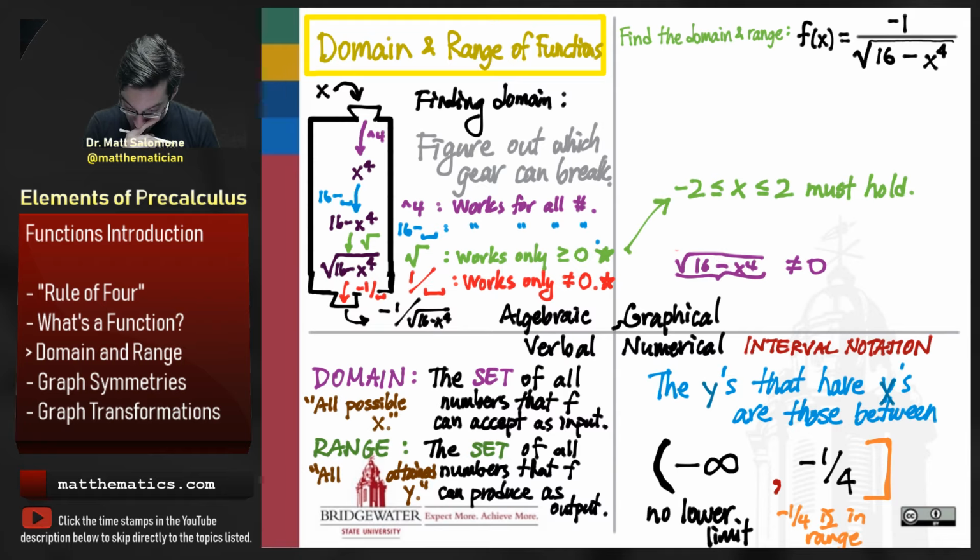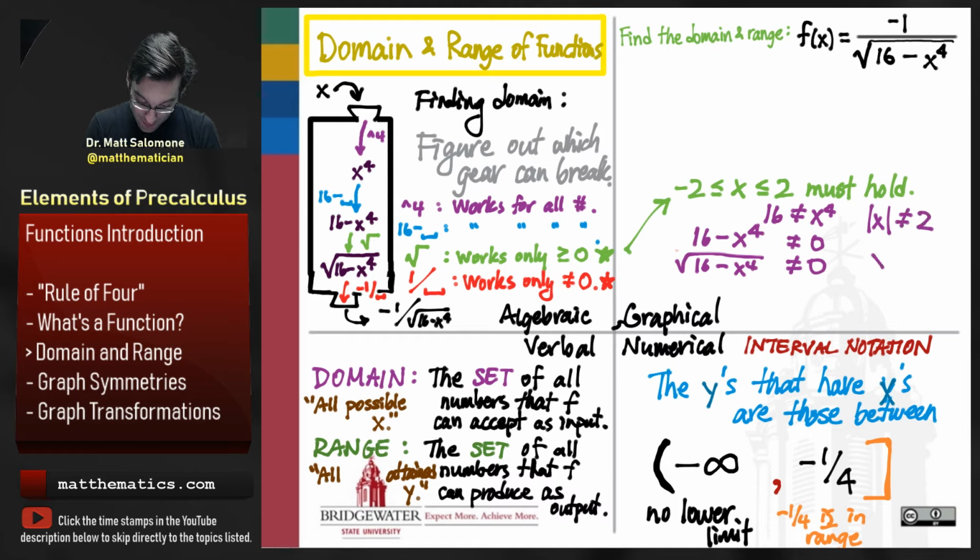To solve that inequality, let's square both sides to get rid of that radical. 16 minus x to the fourth is not equal to 0. We'll add x to the fourth to the other side. We'll get 16 is not equal to x to the fourth. And then when I take the fourth root, I get the absolute value of x cannot be permitted to equal 2. And then removing the absolute value, x cannot equal plus or minus 2.